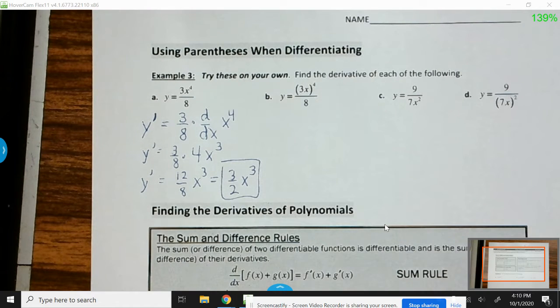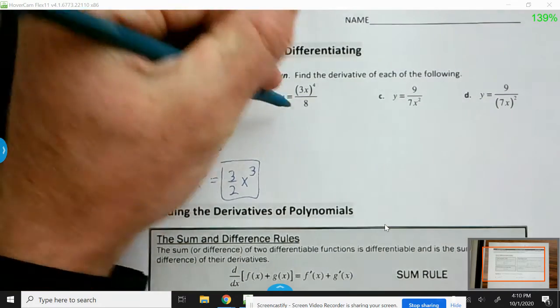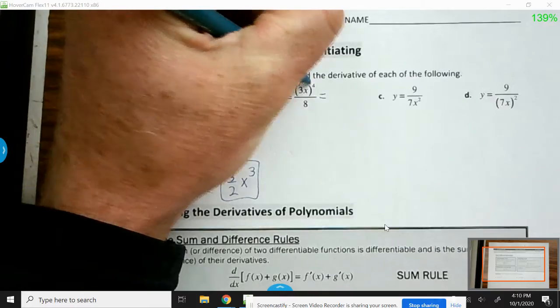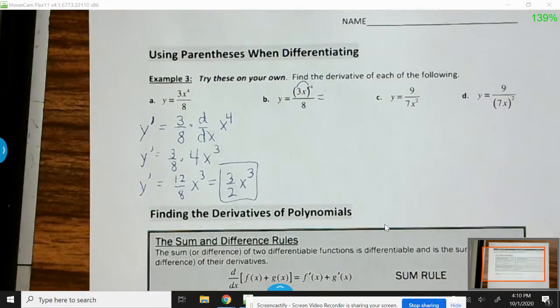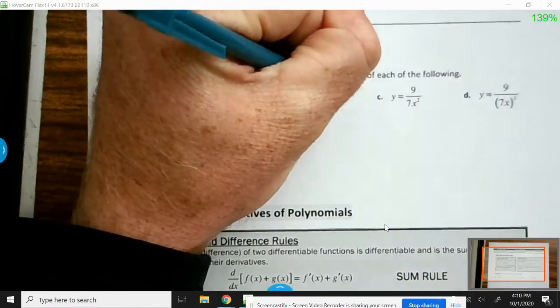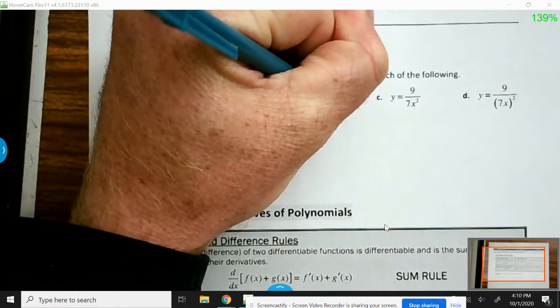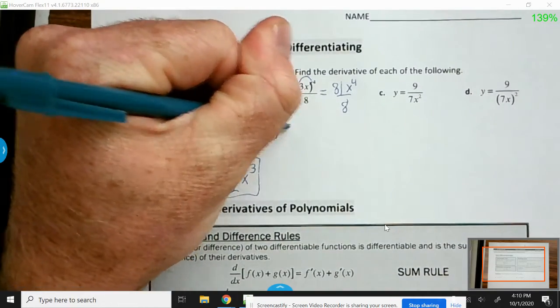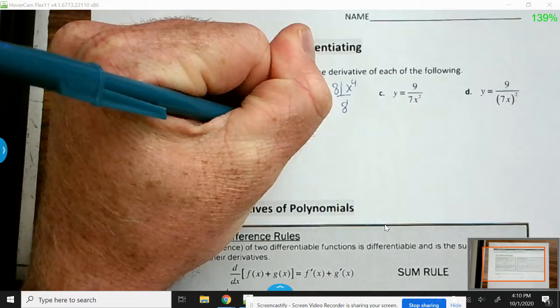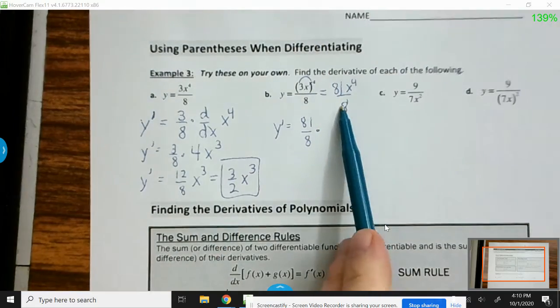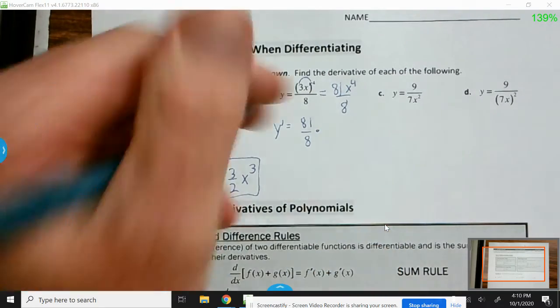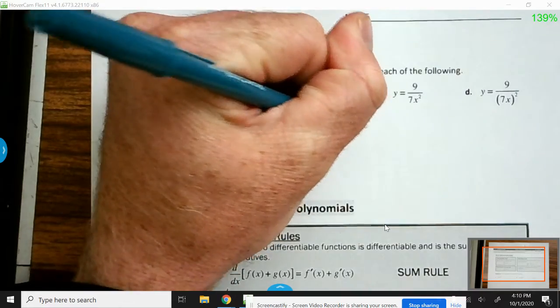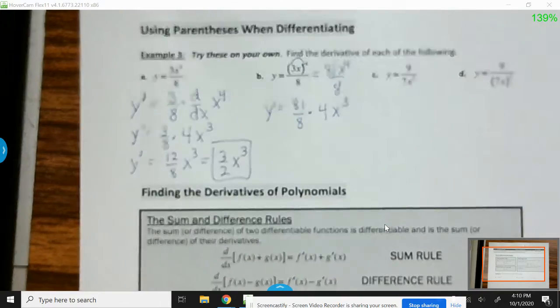It's y equals 3x to the fourth over 8. The first thing I should do here is raise them both to the fourth power. 3 to the fourth is 81. And so it just looks better this way. 81x to the fourth over 8. Then it's easy to see that it's really just 81 over 8 times the derivative with respect to x of x to the fourth, which is 4x to the third, right?